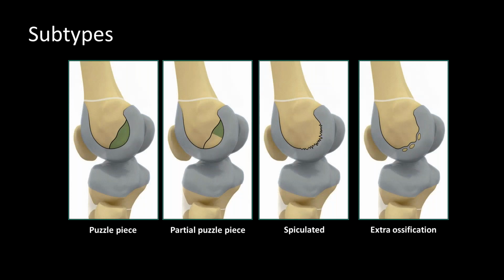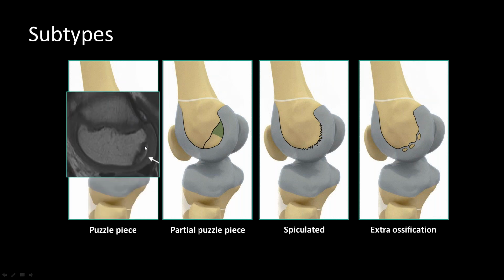There are 4 subtypes of these ossification variants, namely the puzzle piece configuration, where we see a defect in the posterior third of the femoral condyle that is filled in with an ossification center that has taken the shape of the defect.